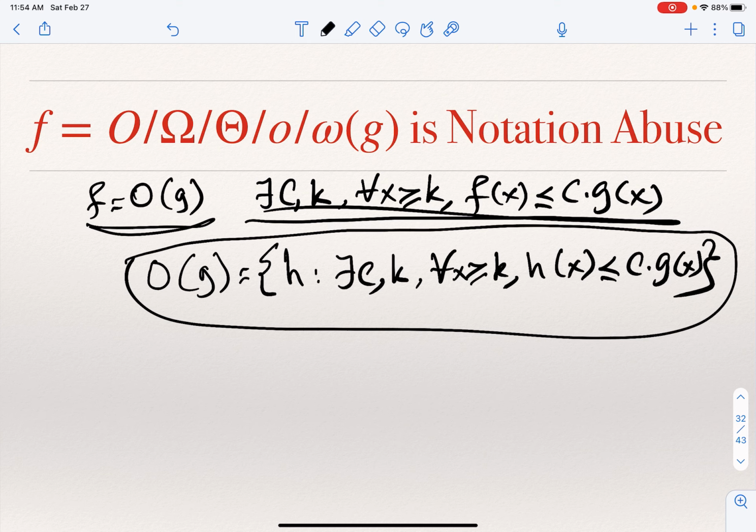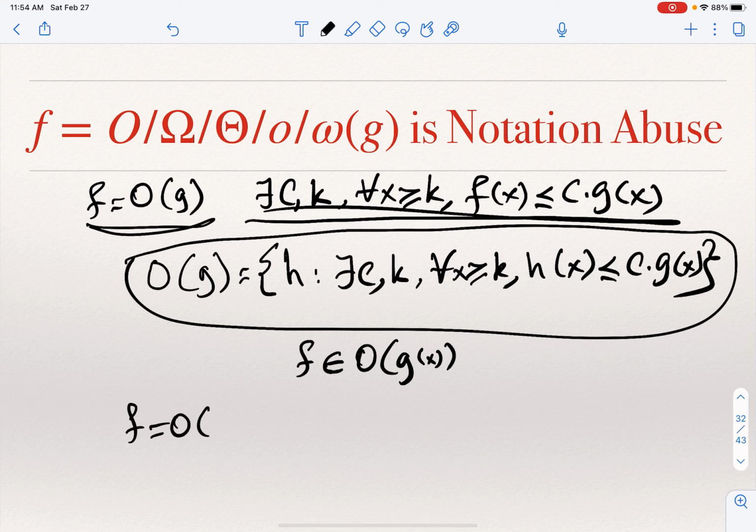So how can I write f equals a set of functions? How is a function equal to a set of functions? The right notation is f is an element of O of g of x. Okay? This is the right notation, and this is completely mathematically correct. F equals O of g is just us abusing the notation, and the reason for that is it's been used like this for over a century, and we don't want to change it now and start using the element of.